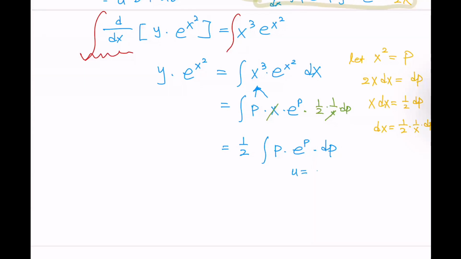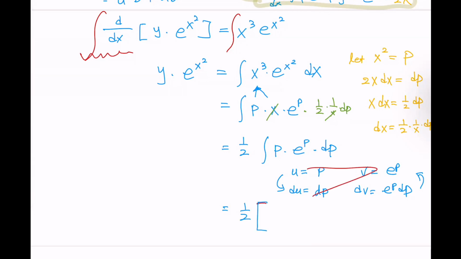Let u equal p, dv equal e to the p dp. So we have v equals e to the p, du equals dp. That is 1 over 2 times uv, p e to the p, minus integral v du.